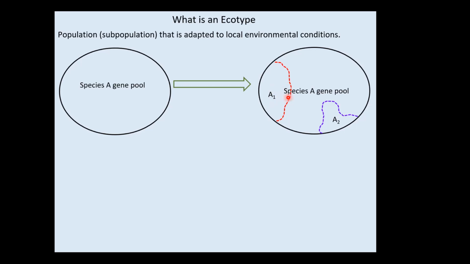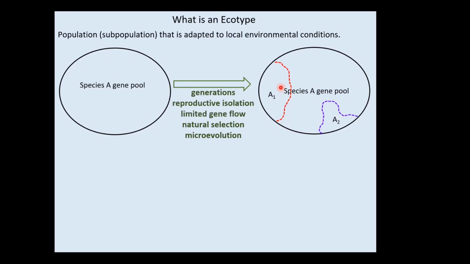What's happening here is that there's still enough gene flow throughout the entire population that speciation is not happening. A1 individuals can still mate with A2 individuals because they're still the same species. They're just starting to form slightly different gene pools.